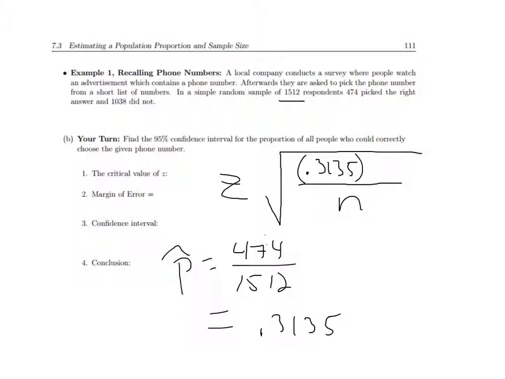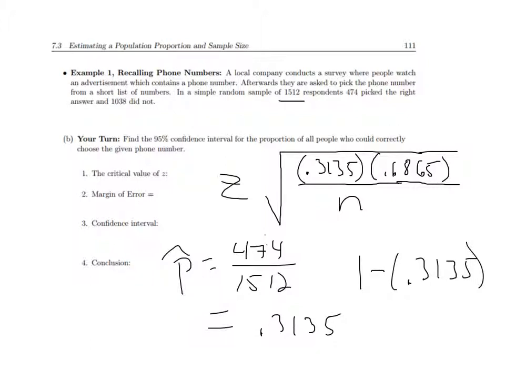Now we're going to multiply it by q, as Dr. Stevens calls it. All that means is we're going to take 1 and subtract this answer from it. And again, I'm going to let my calculator carry more decimal places. So 1 minus that amount, I'm getting 0.6865.